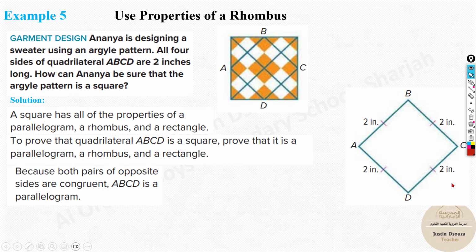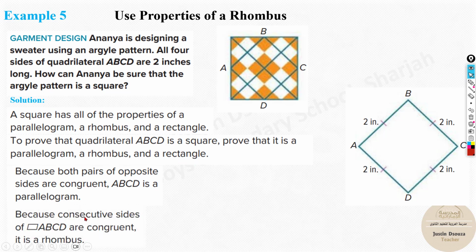Because both opposite pairs of sides are equal, this and this, and this and this, it's a parallelogram. Very easily we can tell it. Whenever the opposite sides are equal, it's a parallelogram. Now, next one, because the consecutive sides are congruent, can you see this and this side? Consecutive sides are congruent, so it's a rhombus. If it's a parallelogram, then any two consecutive sides equal means it's a rhombus.